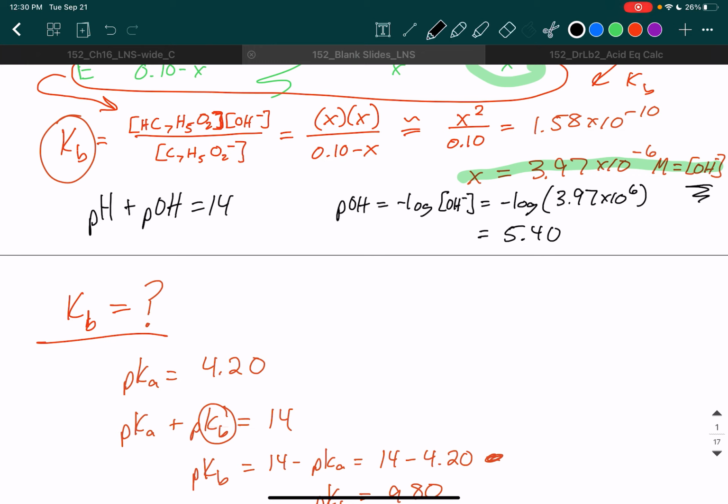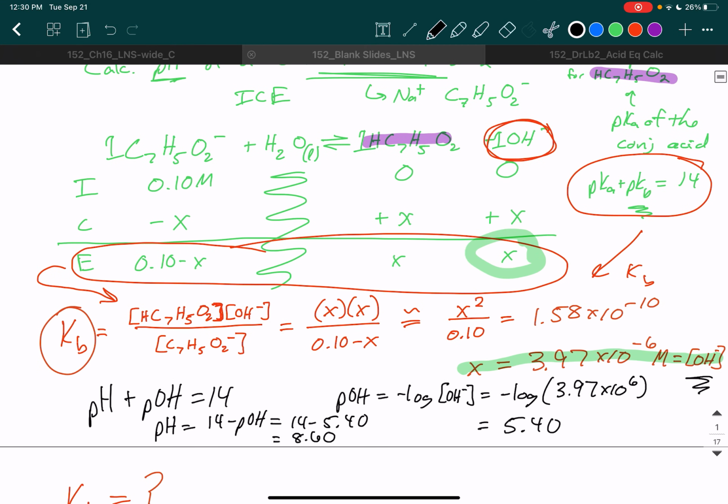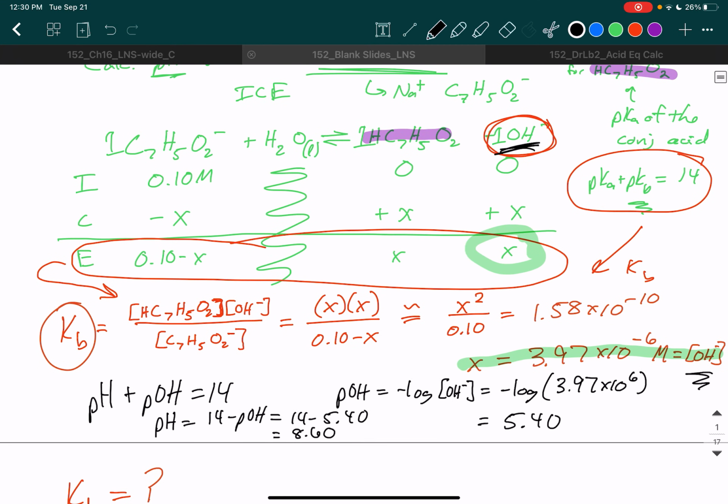Yeah, that's fine. And so now to get the pH is 14 minus the pOH. 14 minus 5.40. And now the pH comes in at 8.60, which is a basic solution, which is what we should anticipate because we're producing hydroxide.